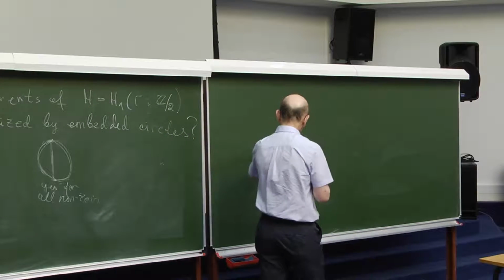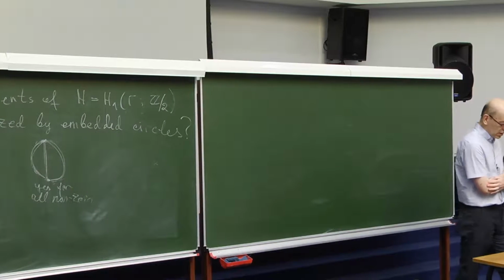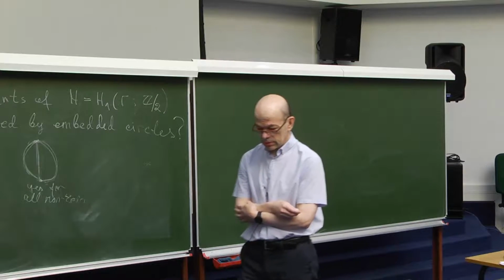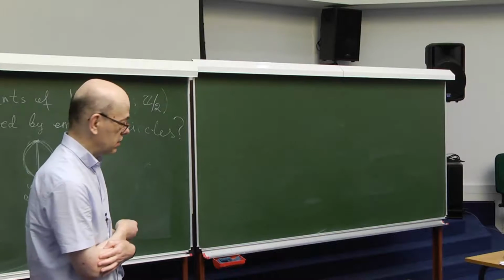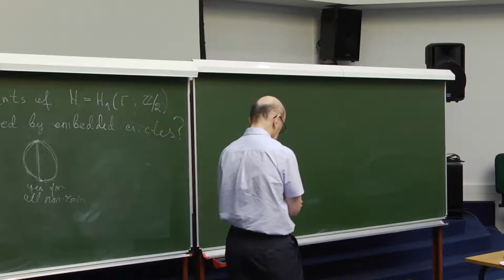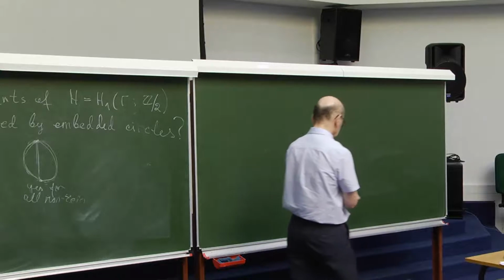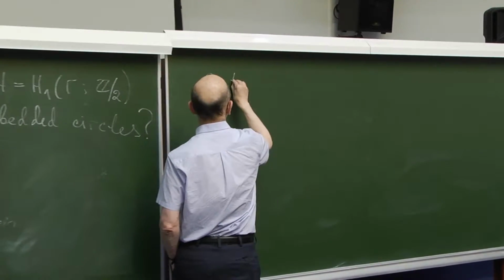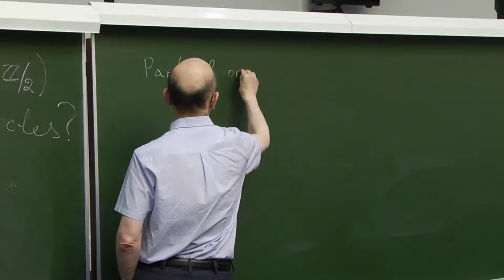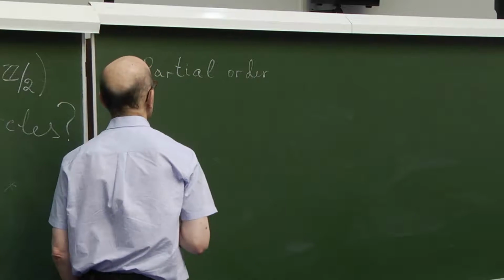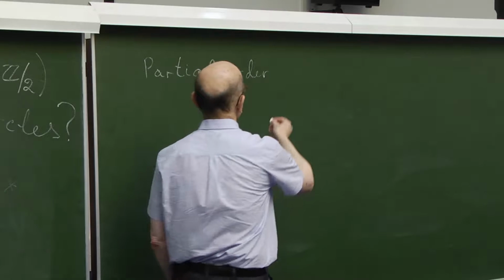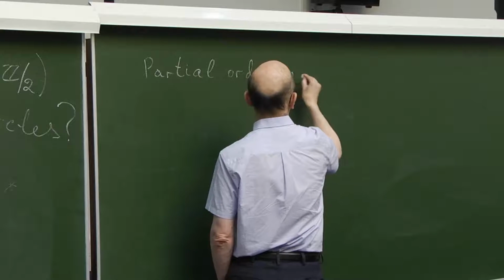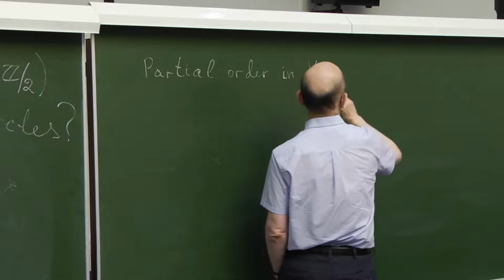Now I'm going to switch from topology to algebra and discuss algebraic structures that arise when you think about this question. So the algebraic structures involve the notion of a partial order. So I just recall that a partial order is a binary relation on a set, let's say a set X.